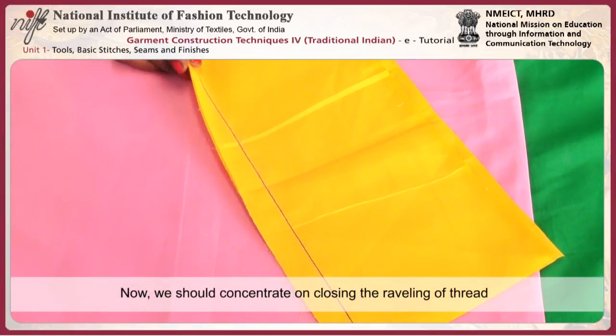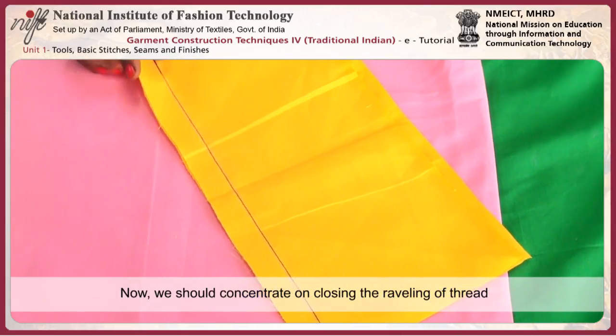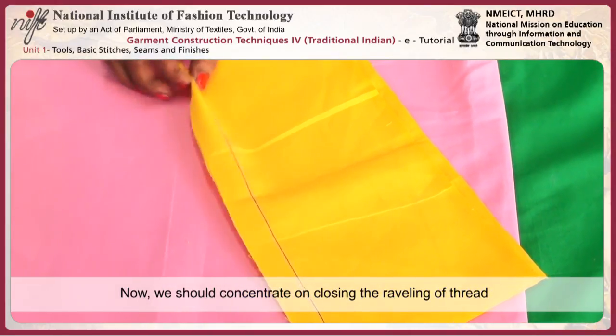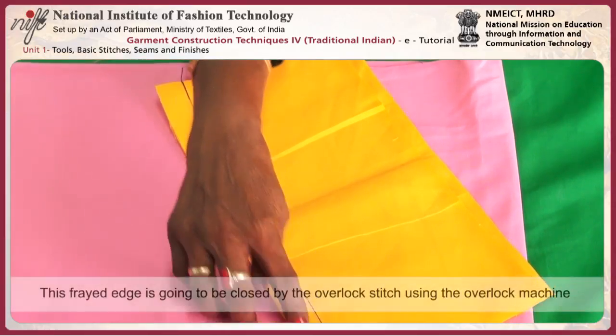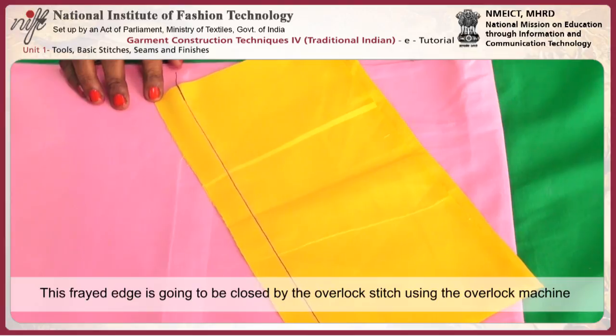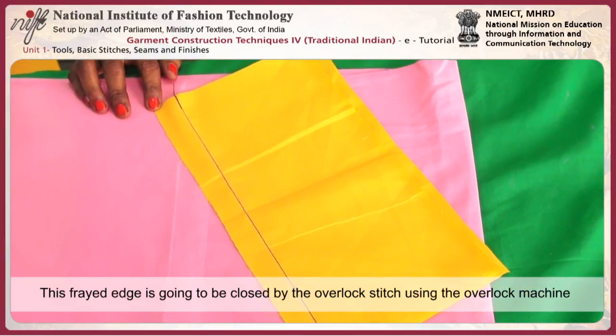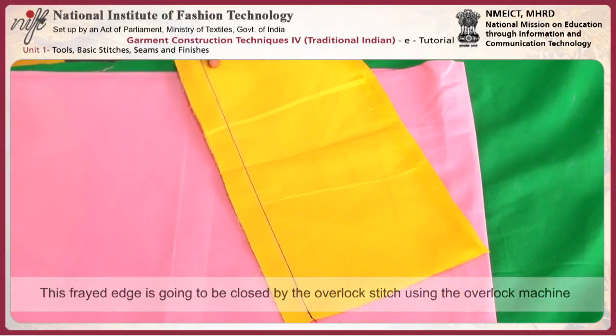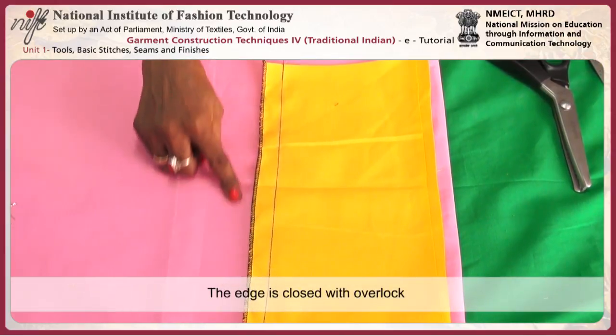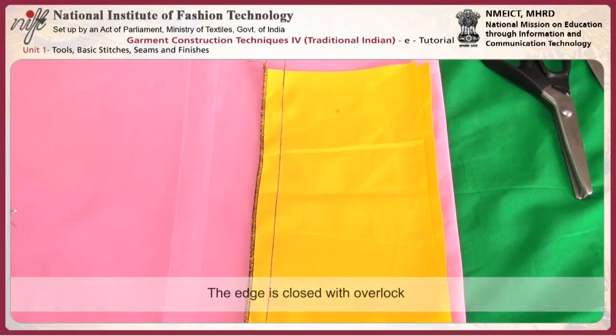Now we should concentrate on how to close the raveling of thread. So now this frayed edge is going to be closed by the overlock stitch through the overlock machine. Now the edge is covered with overlock.